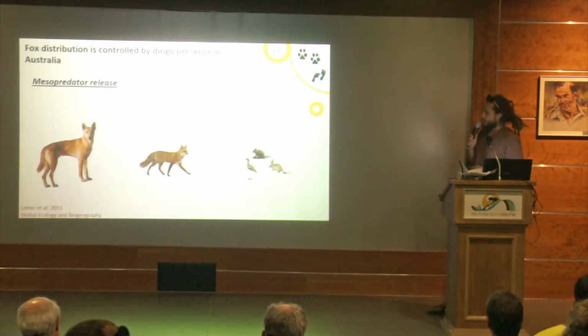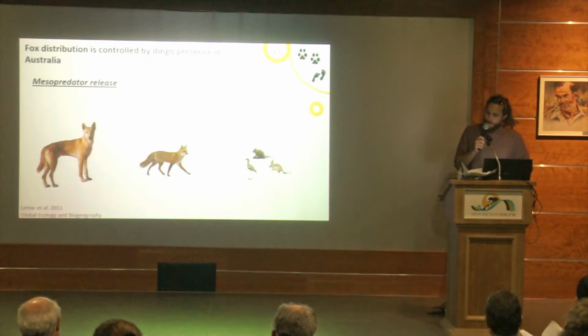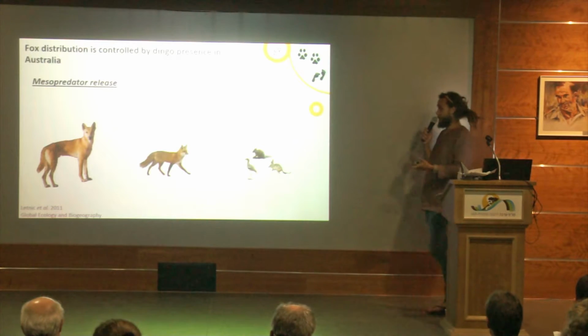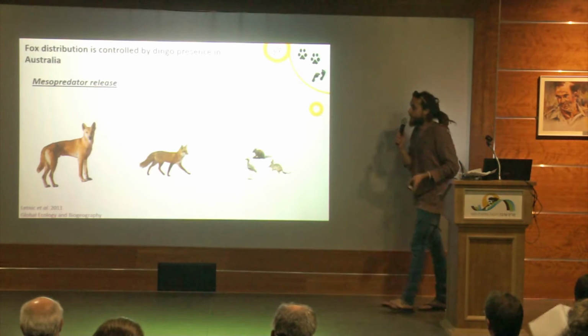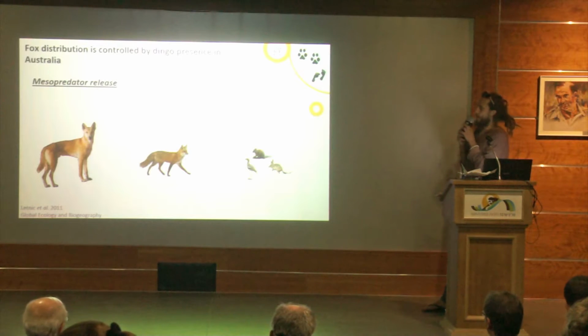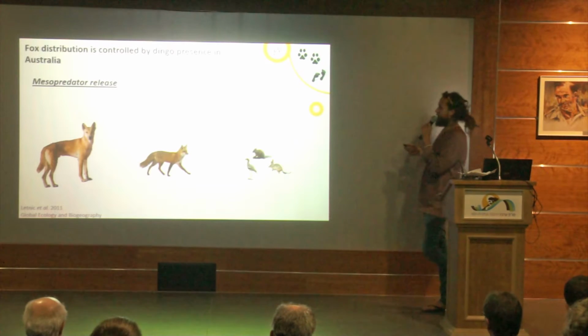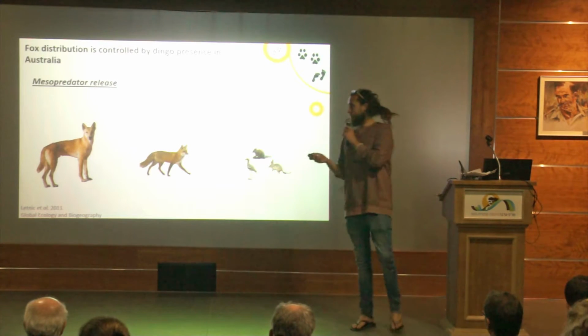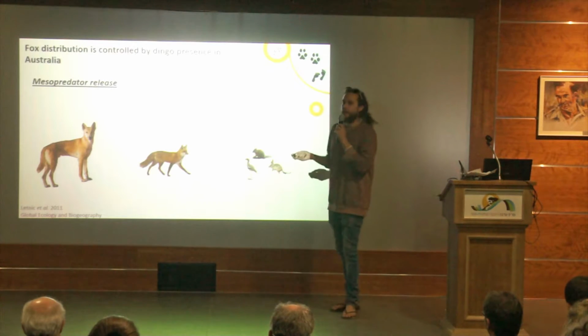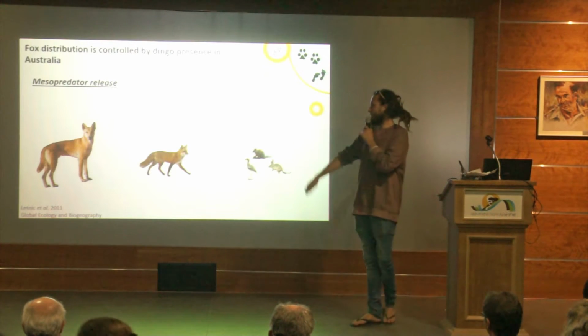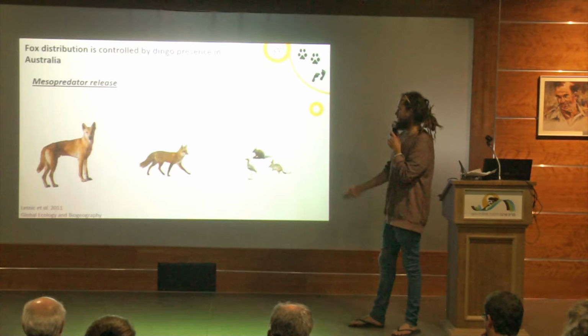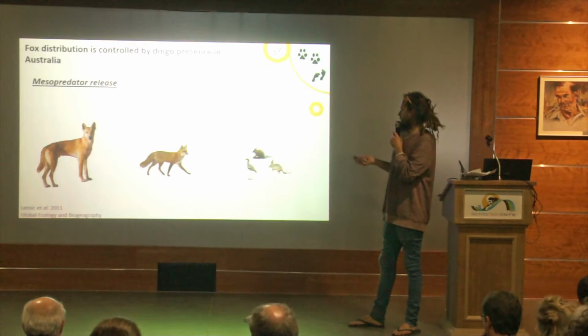But yeah, because of this, foxes have always been seen as pests, and we've always killed them, and we now know that doesn't work. But what we've found, and what Ariane and other people have found, is that areas where dingoes are, there aren't really foxes, because the dingoes suppress the fox populations.